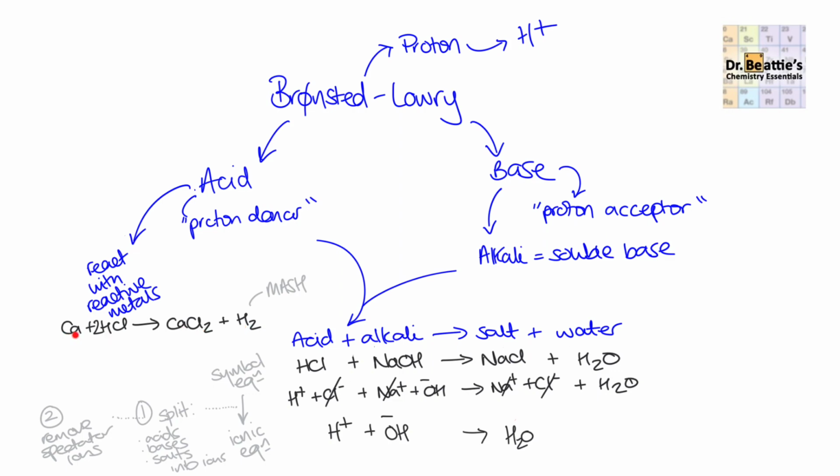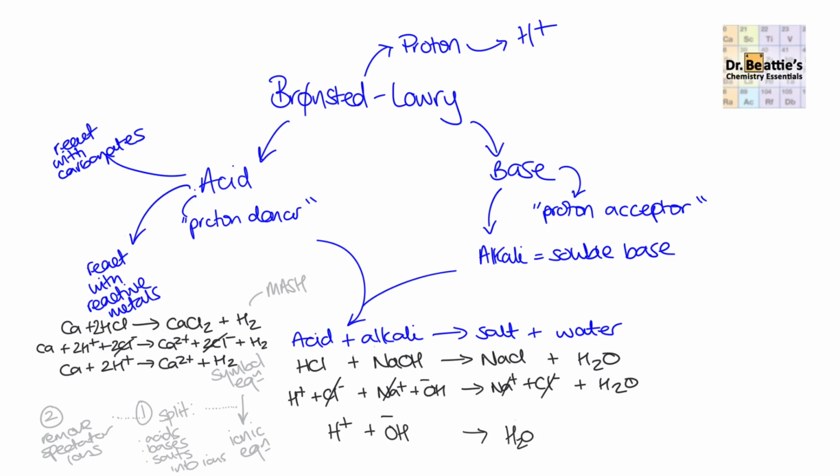Calcium is obviously neutral because it's a metal, but calcium here in a salt is calcium 2+. And then you'd remove any spectator ions. Here, H plus has changed, so we're going to keep that one. Calcium has changed, so we're going to keep that one, but the chlorides have not changed, so we're going to discard them. So you end up with this as an ionic equation.